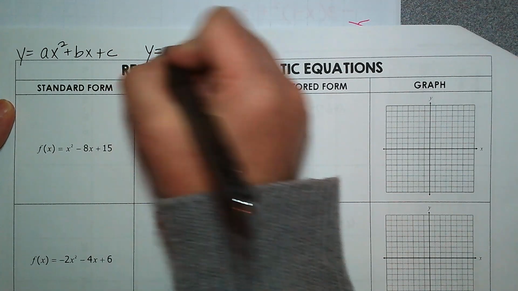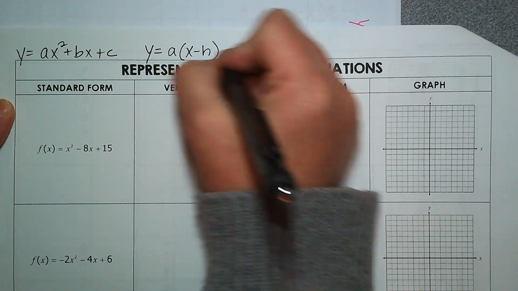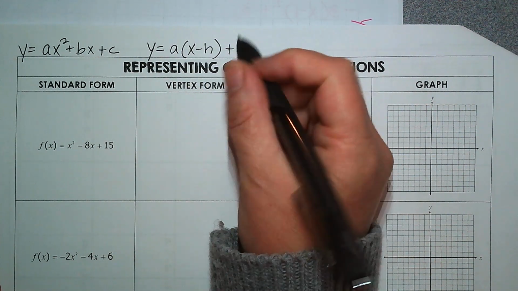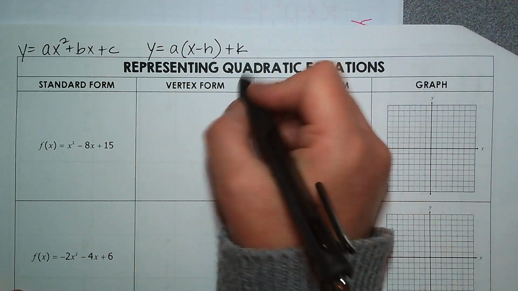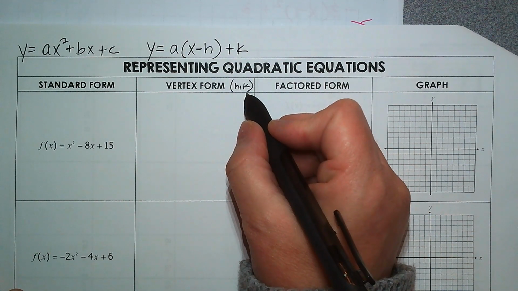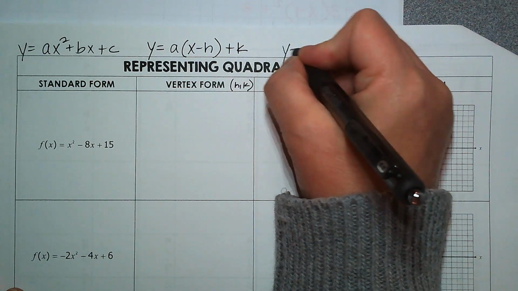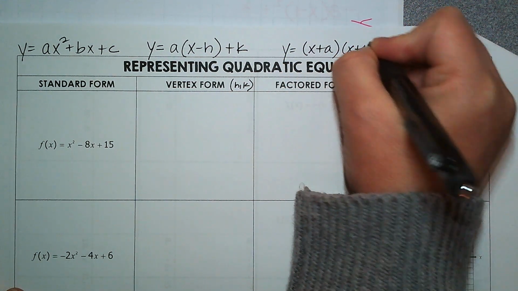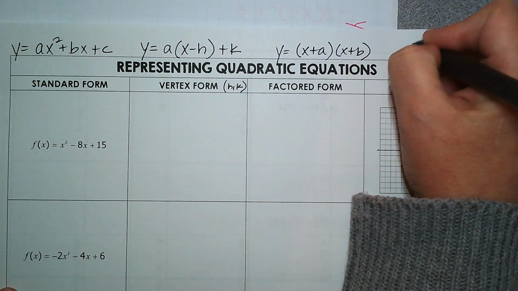Vertex form is what we're going to learn today: a times (x minus h) squared plus k. You can look at the equation in vertex form and tell what the vertex is. It will be (h, k). So the vertex form gives us the vertex. Factored form is (x plus a)(x plus b). And in graph form, it is a parabola.